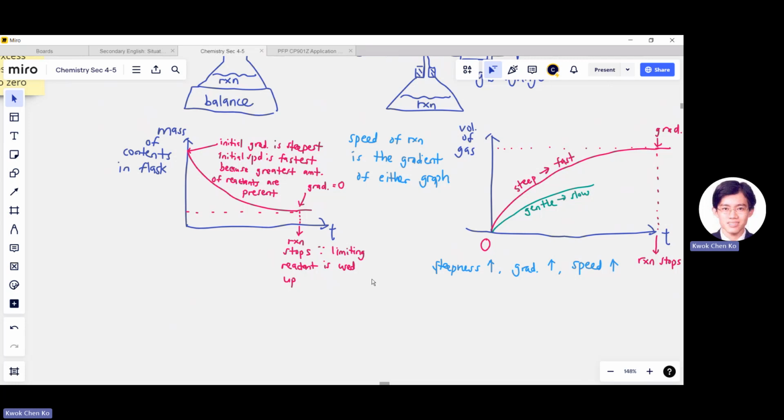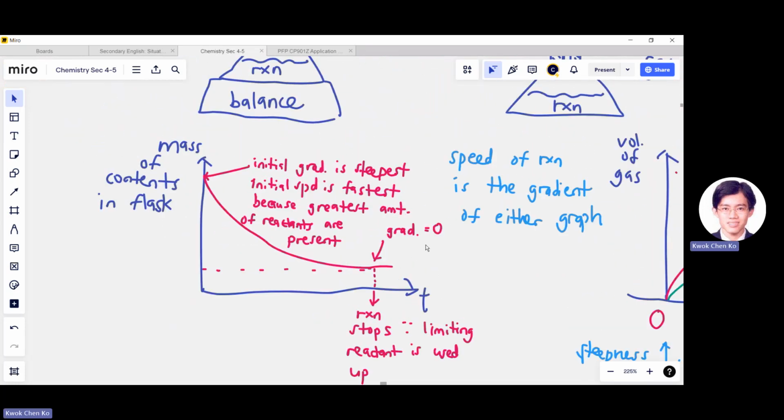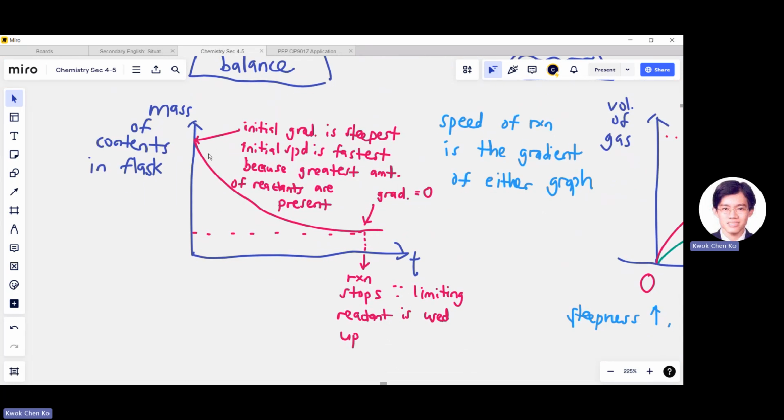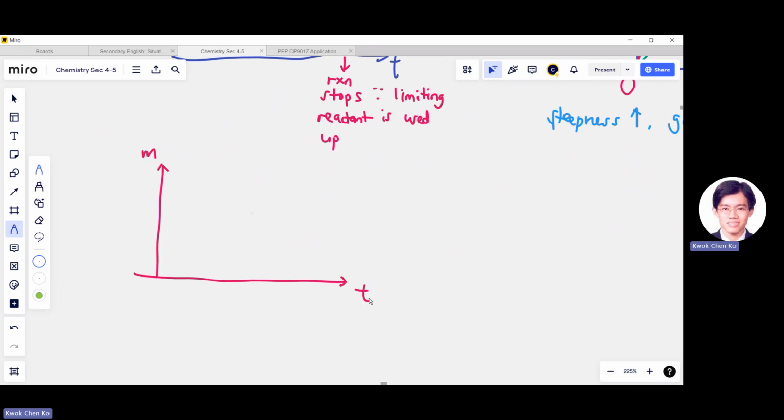Okay, let's continue. What if I show you something like this? Let's say I show you something like this. Confirm coming up, they're going to give you a graph with many curves, three or four curves inside. So mass versus time. So mass decreases.